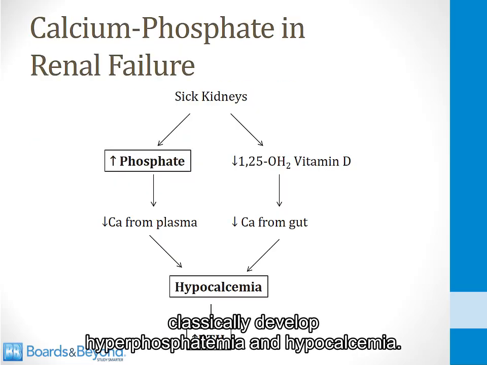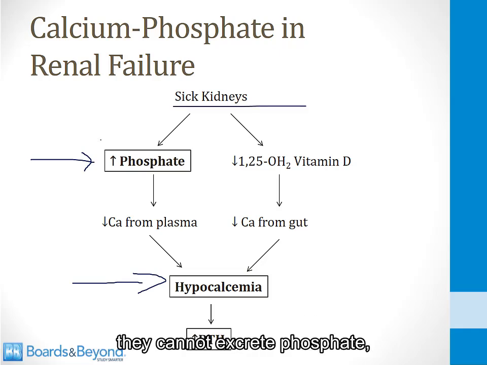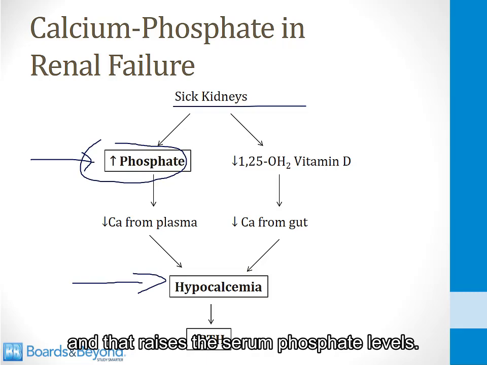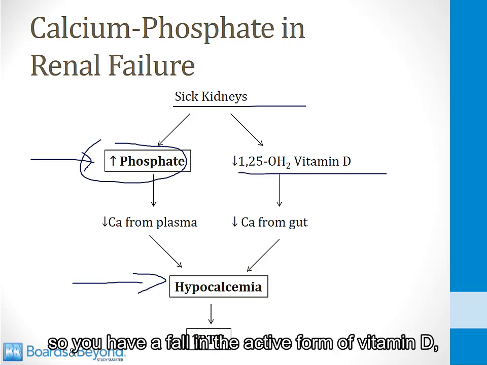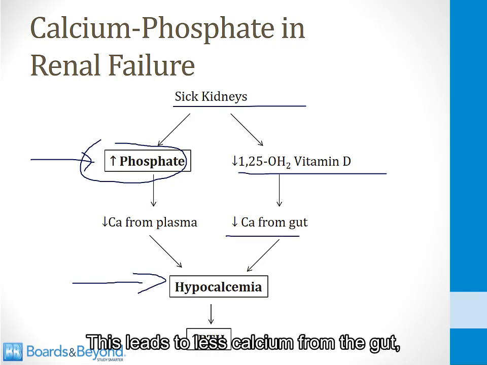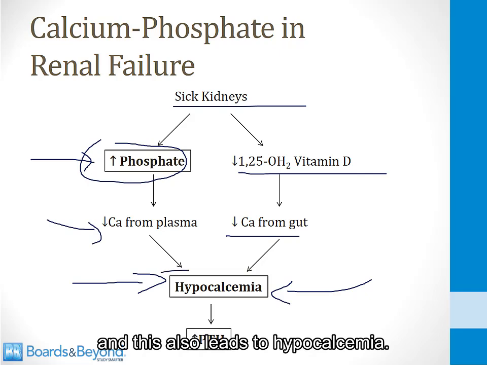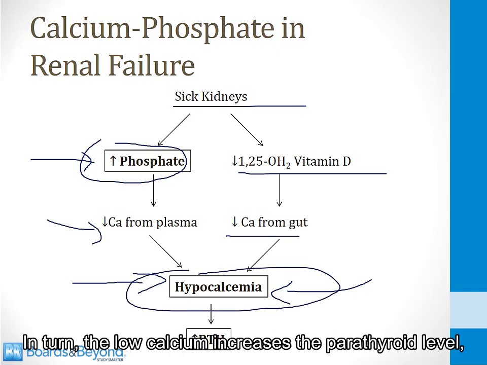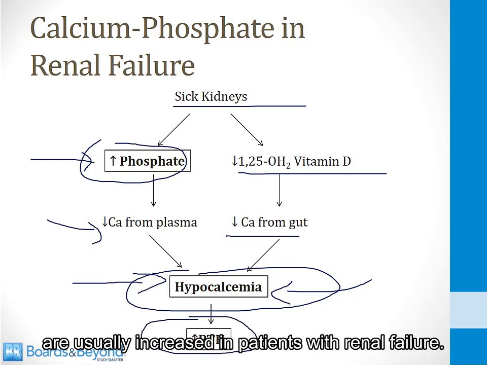Patients who have renal failure classically develop hyperphosphatemia and hypocalcemia. The reason this happens is because when the kidneys are sick, they cannot excrete phosphate, and that raises the serum phosphate levels. In addition, sick kidneys cannot activate vitamin D, so you have a fall in the active form of vitamin D, 1,25-OH vitamin D. This leads to less calcium from the gut, and that contributes to hypocalcemia. In addition, the elevated phosphate pulls calcium out of the plasma, and this also leads to hypocalcemia. In turn, the low calcium increases the parathyroid level, and therefore parathyroid hormone levels are usually increased in patients with renal failure.